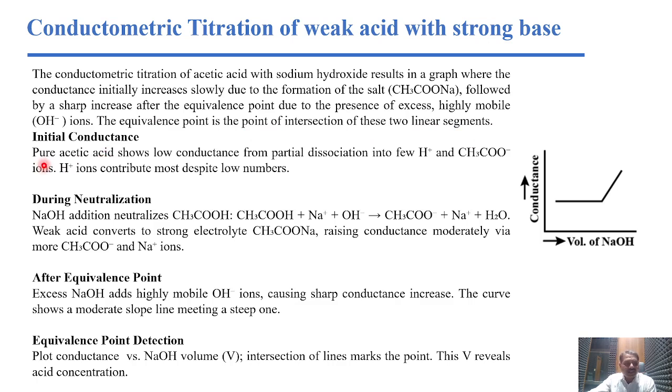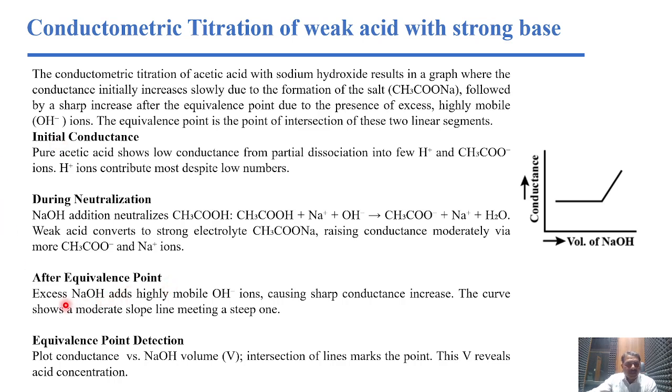So initial conductance: pure acetic acid shows low conductance from partial dissociation into few H+ and CH3COO- ions. H+ ions contribute most despite low numbers. During neutralization, NaOH addition neutralizes the acetic acid. So the reaction is acetic acid plus NaOH gives sodium acetate plus water. So the weak acid converts to a strong electrolyte, sodium acetate, raising the conductance moderately via more acetate and Na+ ions.